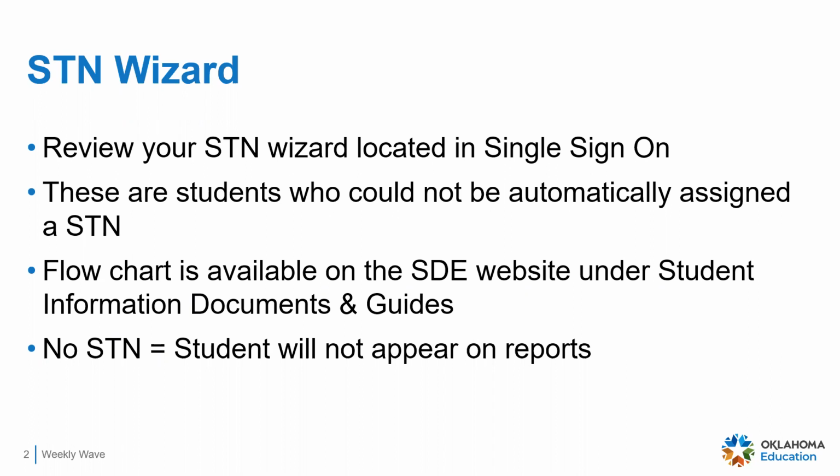There is also a flow chart available on the Oklahoma State Department of Education website under student information documents and guides that shows what's required to actually create an STN. And it's really good information and lets you know if you're missing something, and that's why you might have an error or a validation error that needs to be corrected because you don't have a field that's required. And remember, if a student doesn't have an STN, they're not going to appear on any of your reports.